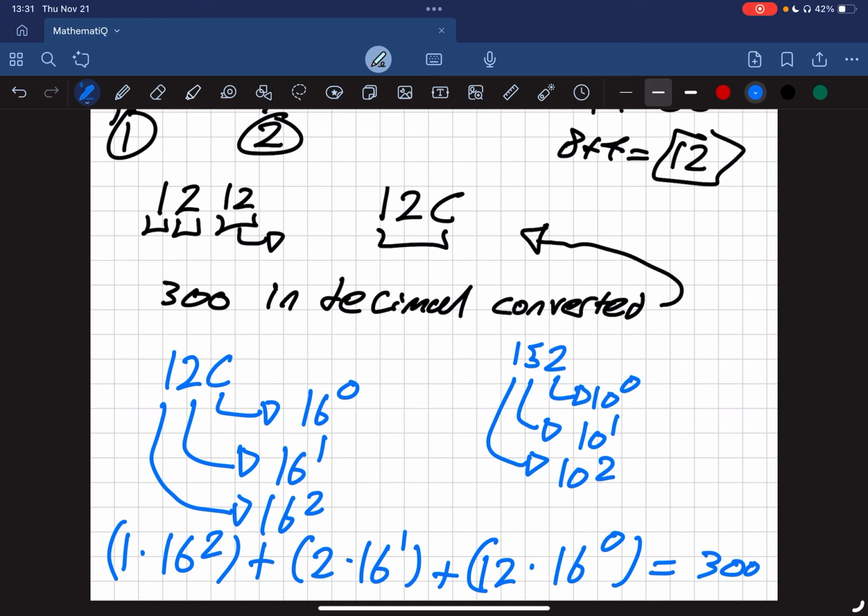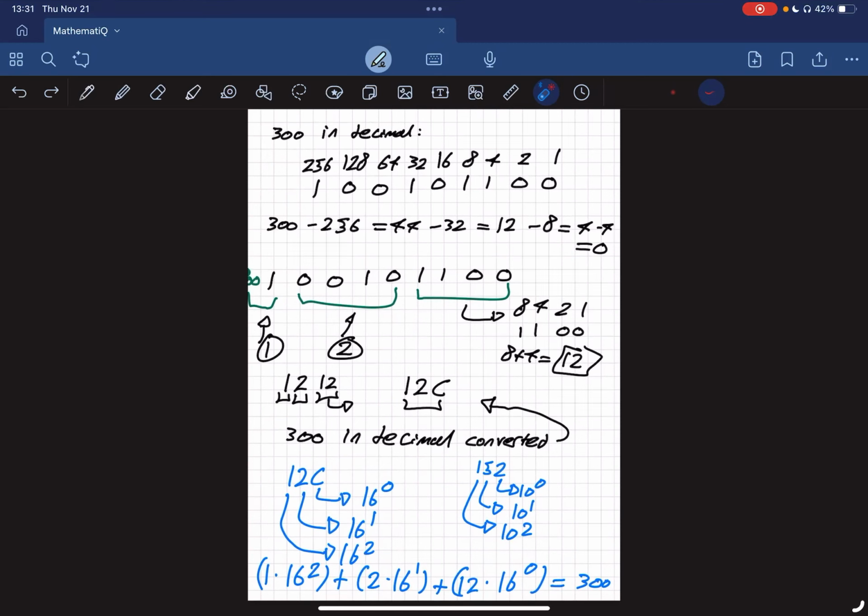And as you can see, we have now converted from hexadecimal back to decimal. And as you can see, these two values are equal, and we've gone ahead and checked our answer. So that is decimal to hexadecimal conversion for you.